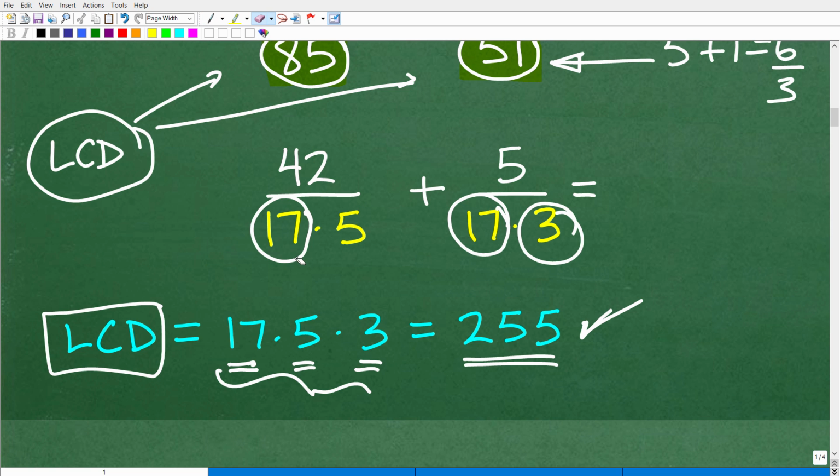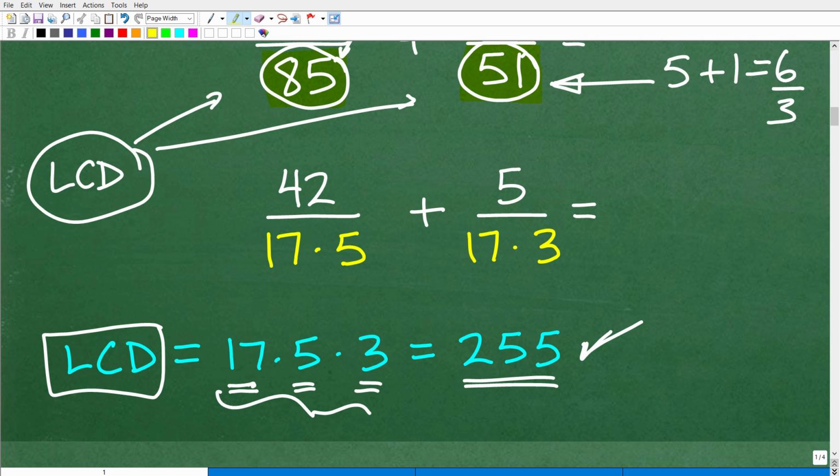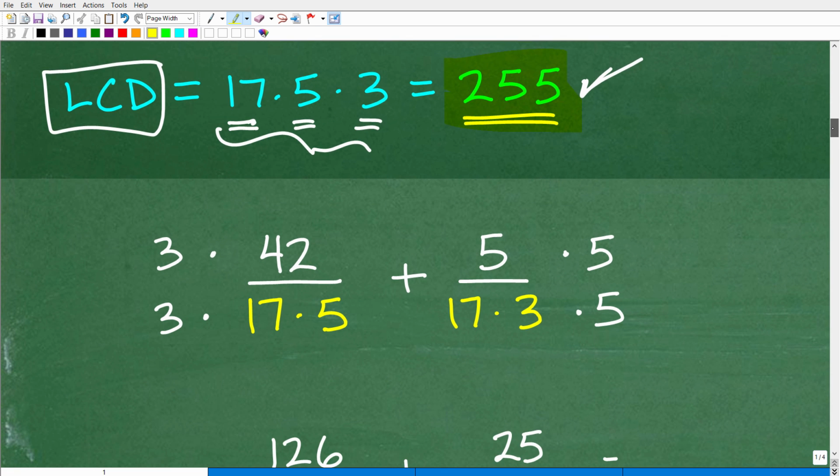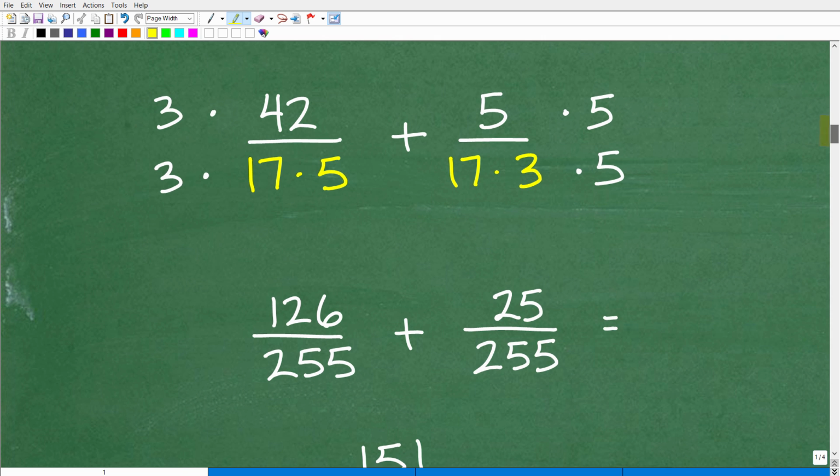Because you've already done the work, I want you to just think of 85 right now. We're going to leave 85, our denominator, as 17 times 5, and 51 as 17 times 3, because we're going to make some adjustments to these fractions so that each denominator is the LCD. All right, so let's get to that right now.